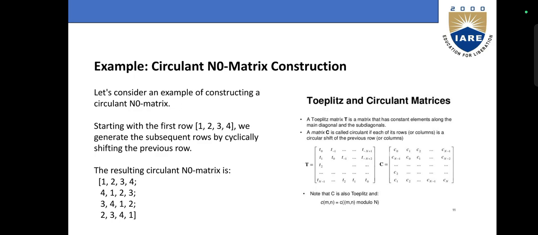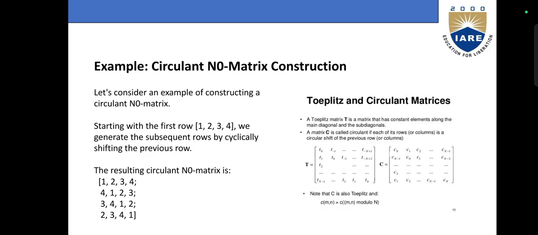Example: circulant matrix construction. Let's consider an example of constructing a circulant matrix. Starting with the first row 1, 2, 3, 4, we generate each subsequent row by cyclically shifting the previous row. The resulting circulant matrix is 1, 2, 3, 4; 4, 1, 2, 3; 3, 4, 1, 2; 2, 3, 4, 1.